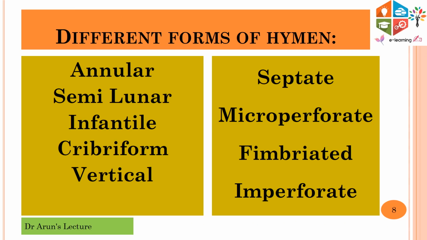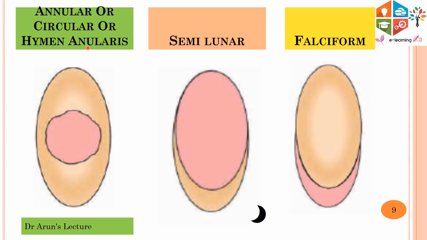Different forms of hymen. First and foremost are annular, semilunar, infantile, cribriform, vertical, septate, microperforate, fimbriated, and imperforate hymens. We will discuss each type of the hymen in detail in upcoming slides. The first type is annular. The synonyms are circular and hymen annularis.